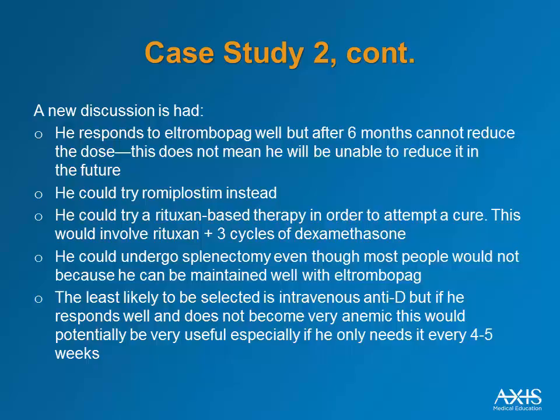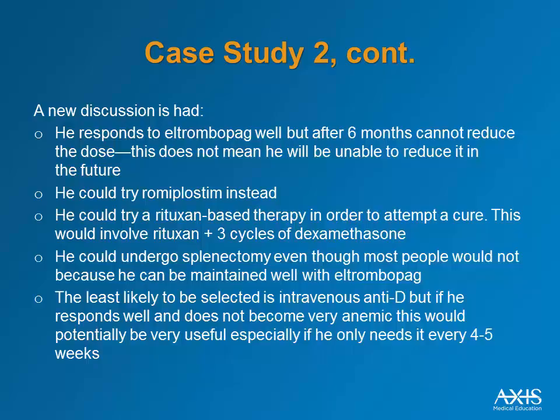Similarly, the other choices also are reasonable for one reason or another. Even though he's had his ITP for a year, he does not automatically have to try something curative, since he might still get better on his own. He could try to use romiplostim instead of eltrombopag. He could well try the rituximab-based therapy with 3 cycles of dexamethasone.